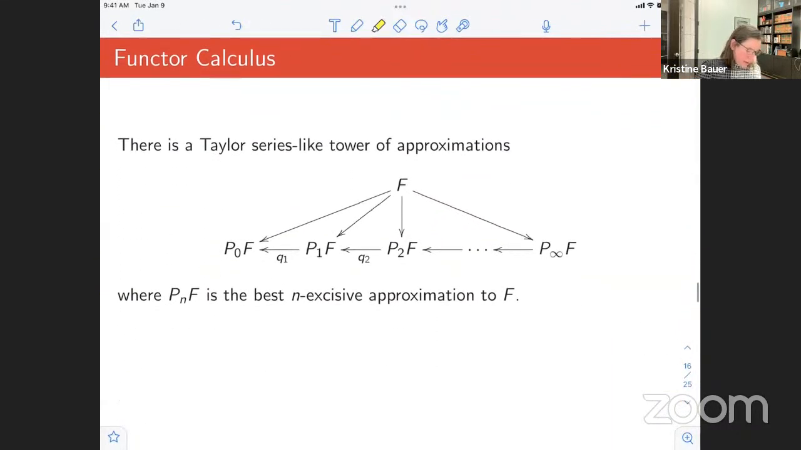And just like in the abelian case, there is a Taylor series-like tower of approximations where P_n F is somehow the best or the closest n-excisive approximation to F. Similarly to the abelian case, this means that there's a universal property that tells you that any other degree n excisive functor with a natural transformation from F has to factor through P_n F. All right. Now, in the case of Goodwillie calculus, there's a theorem which says that, well, remember I talked to you before about the layers, D_n F. So this was obtained before by taking the fiber or the shifted mapping cone of the map Q_n. So here I'm just going to take the homotopy fiber, which is a homotopy pullback diagram of the map Q_n.